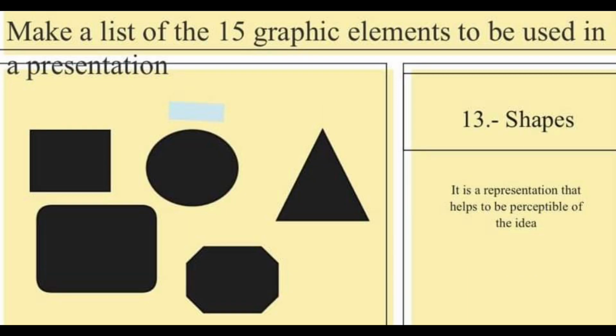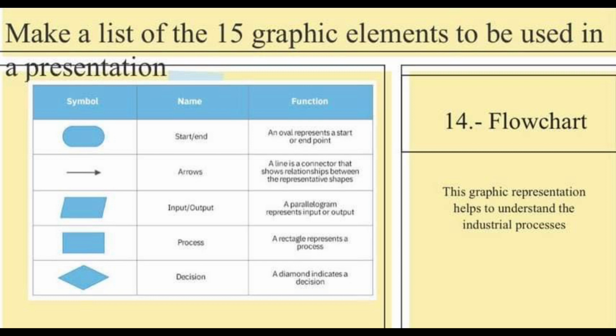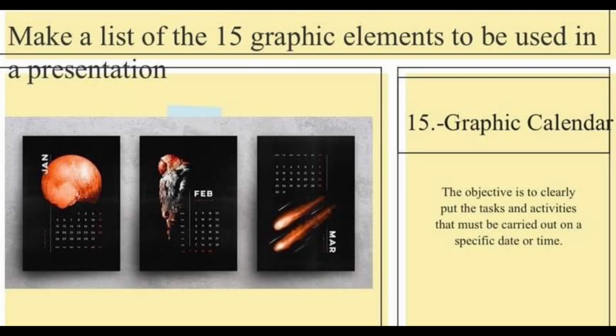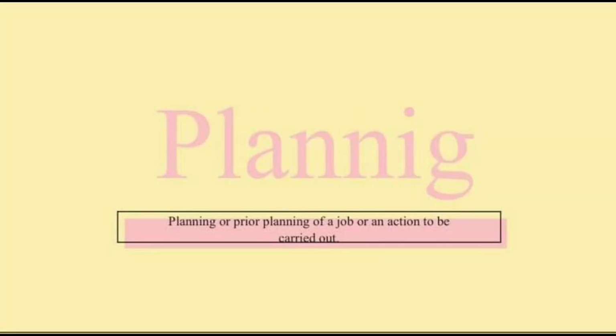Number 13, shapes. It is a representation that helps us to make the idea perceptible. Number 14, the flowchart. This graphic representation helps us understand the industrial process. Number 15, the graphic calendar. The objective is to clearly put the tasks and activities that must be carried out on a specific date or time. Planning. The planning or prior planning of a job and action to be carried out.